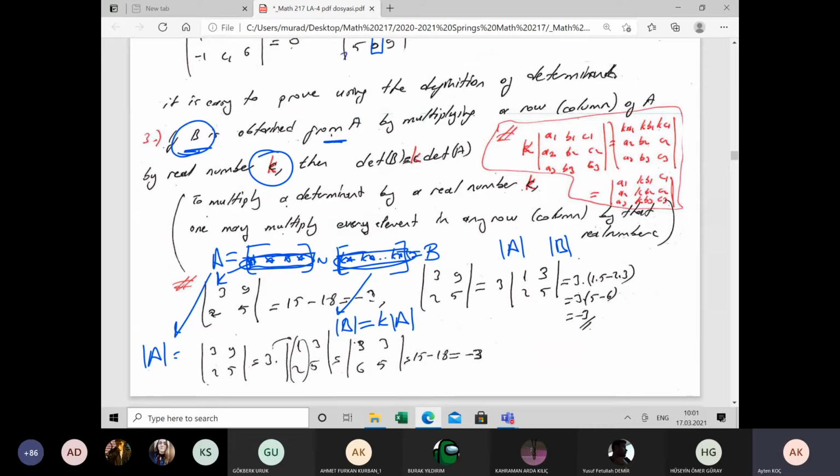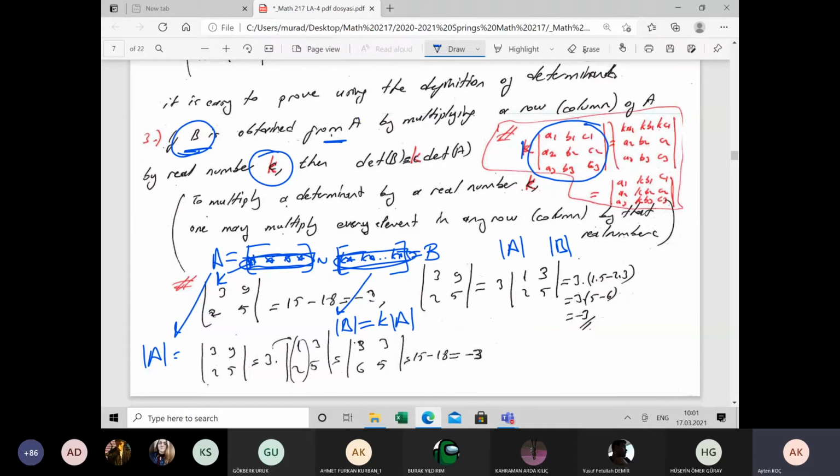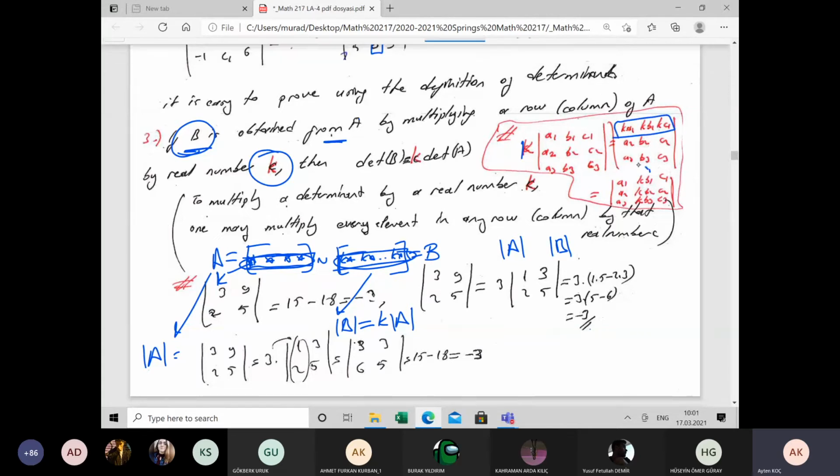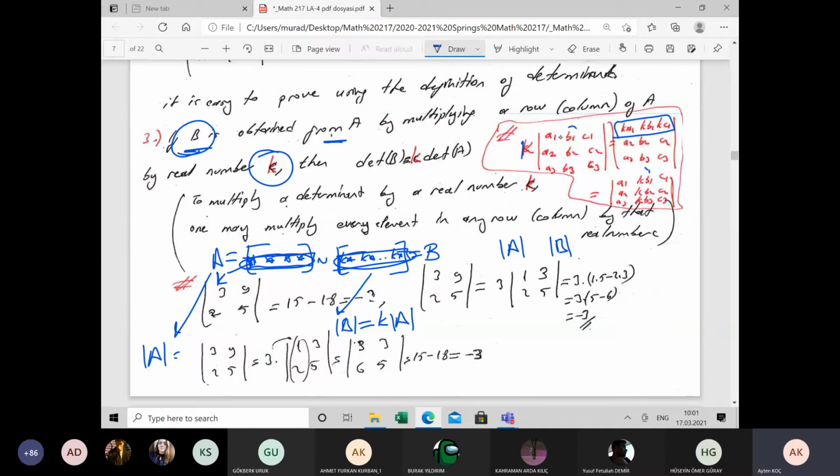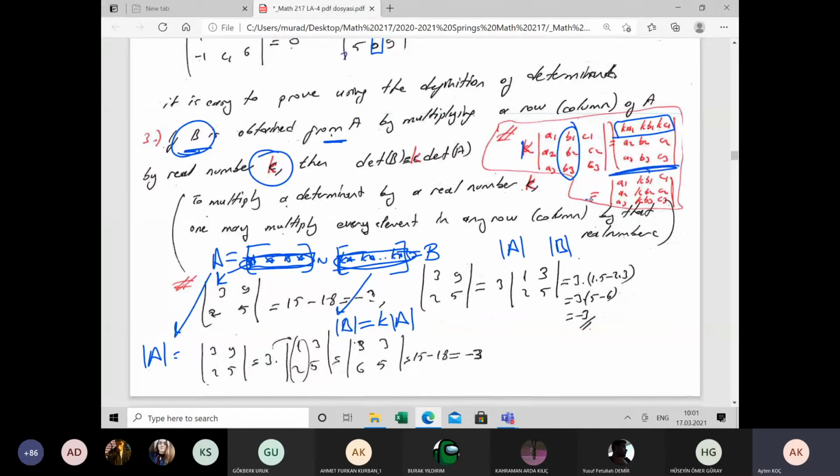Look at this example, where we take a 3 by 3 matrix and a scalar k. This determinant is equal to choosing one row, multiplying it by k, and taking this determinant, or k multiplied by any column. So this determinant is equal to this one and this one.